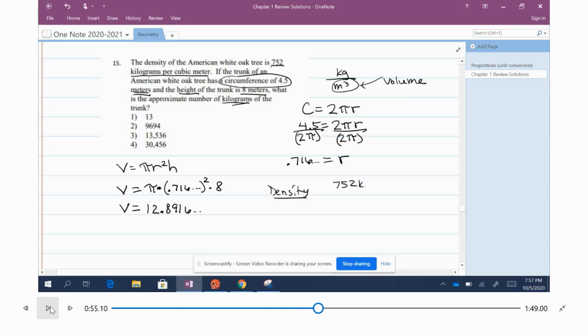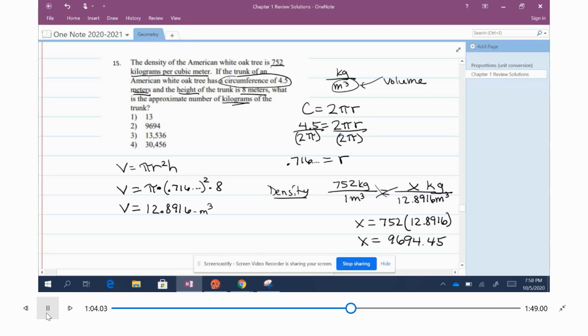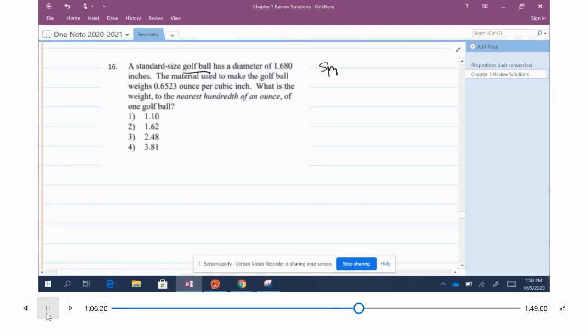All right, now the density could be used to set up a proportion. We're going to go kilograms over cubic meters, so 752 over 1. Okay, and now this is a cubic meter, this volume, so X is going to be the kilograms. So we'll let that work out, cross multiply, and it's another multiply problem. Close enough to choice 2.